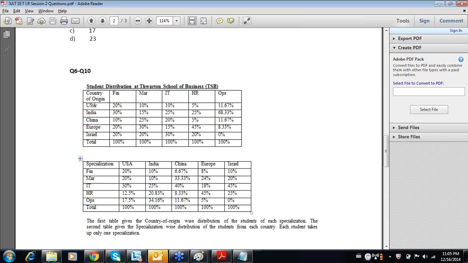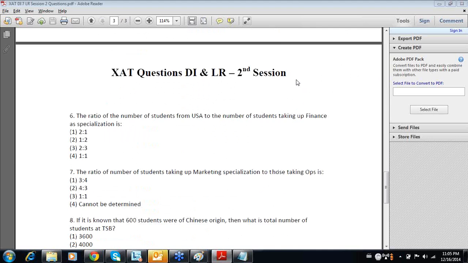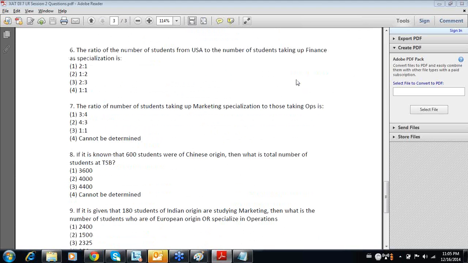That means here it is saying USA 20% are Fin, 10% are marketing, 10% are IT, 5% are HR, and 11.67% are in ops. And here it is saying in Fin 20% are from US, 10% are from India, 6.67% are from China, 8% are from Europe, and 10% are from Israel. Okay, I believe everybody has understood this. Now let us go ahead with the question.